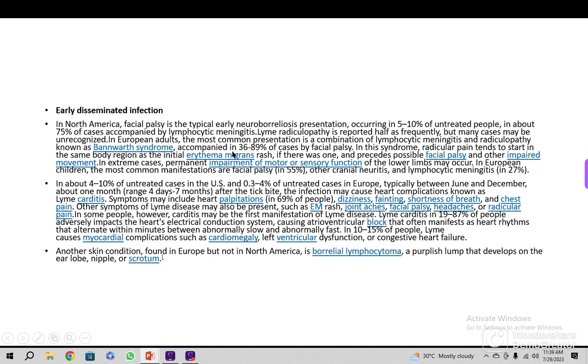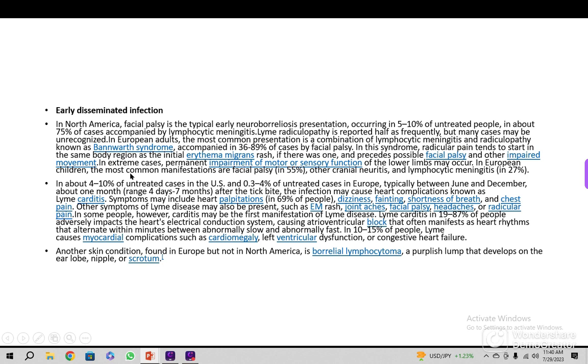And in the European zone, a combination of lymphocytic meningitis plus radiculopathy is called Bannwarth syndrome. Bannwarth syndrome. Remember this name, it has appeared in MRCP examinations. Bannwarth syndrome, what is it? It is caused by Lyme disease, as a combination of lymphocytic meningitis plus radiculopathy, and it may be accompanied by facial palsy, which is not a part of it.